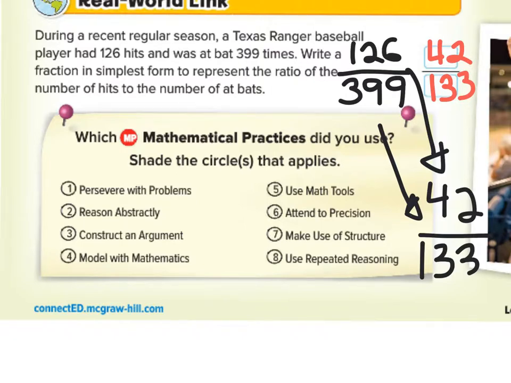Oh, wait, I just noticed that if I divide them both by 7, I would have 6 on the top, right? Because 42 divided by 7 is 6, and 133 divided by 7 is 19. That's the simplest form. So 6 hits for every 19 times at bat.